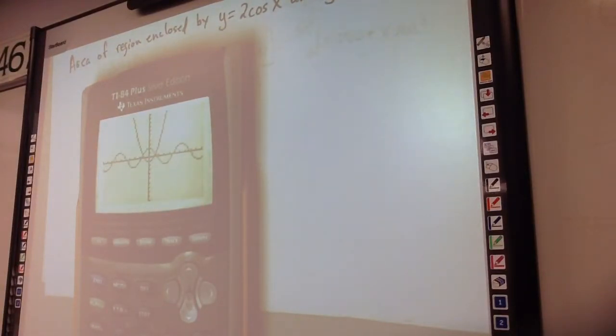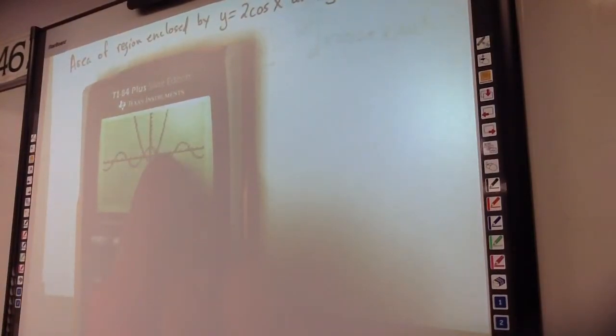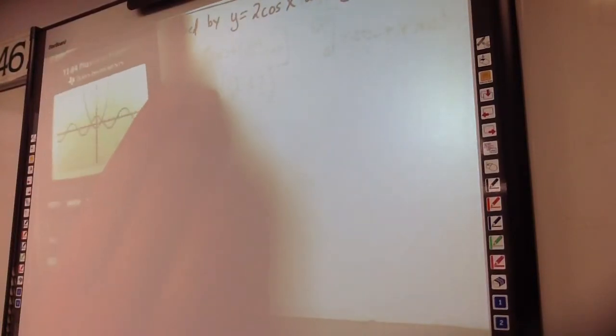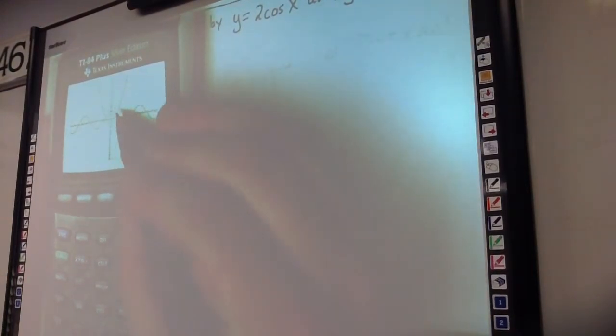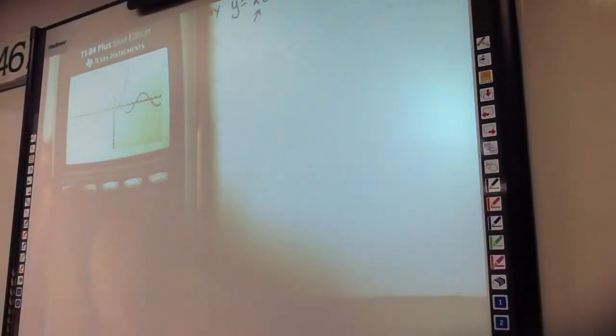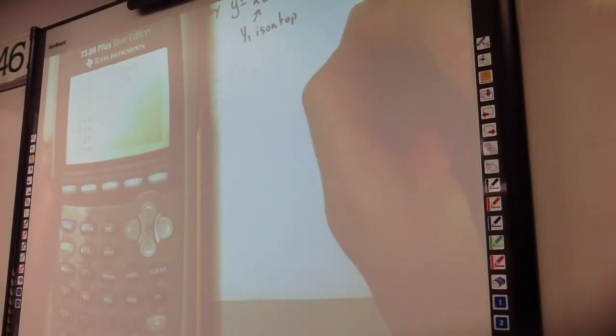Are you in radians? So basically, we're going to integrate from wherever that is to wherever that is. Which one's on top? The cosine graph, cos of x. That's definitely cos of x on top, right? In that region, I could tell just by looking at it. And that's my parabola. So this one's on top, and that's my y1, right? So y1 is on top. This one's on bottom. That's y2 on bottom.